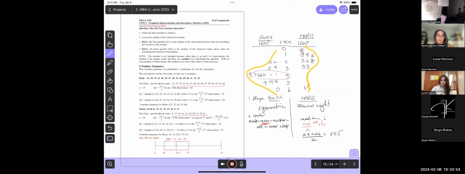So 24.5 is here. It's going to be in here. So right away, what do you see? You see that the expected value for Ruth is higher than the expected value for Maris. Okay, so that's an indicator that Ruth is better. So if you were to bet, you should bet on Ruth as having more hits.